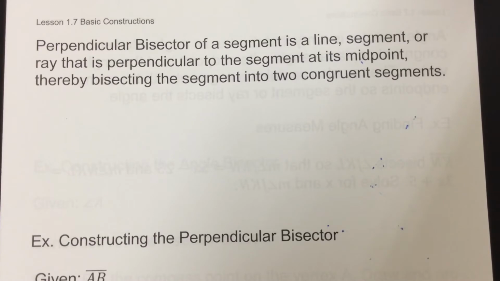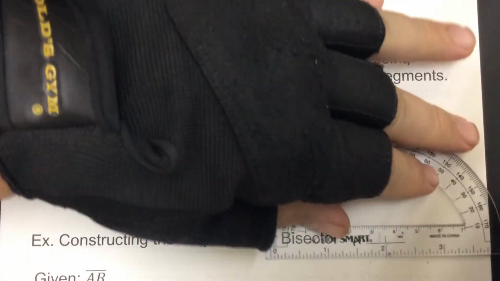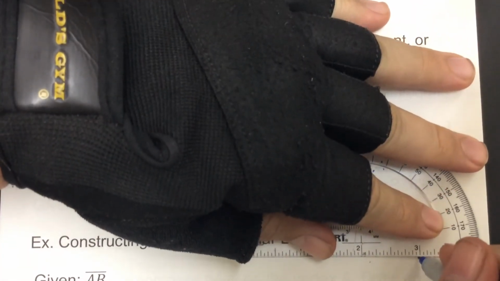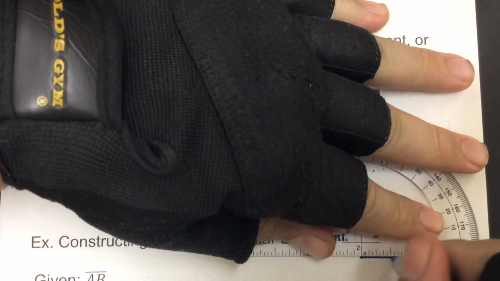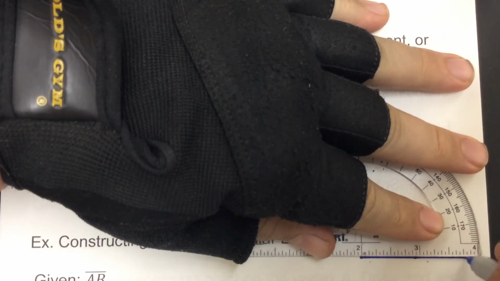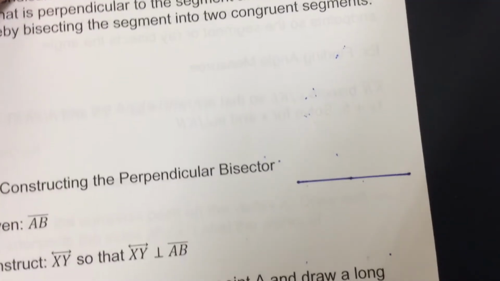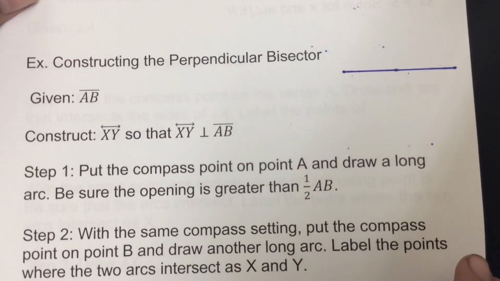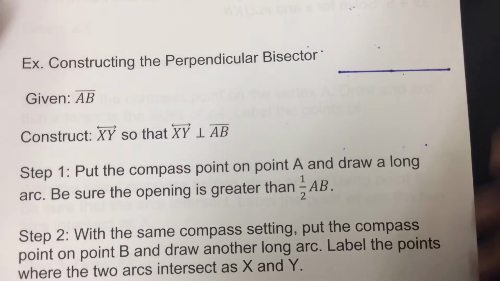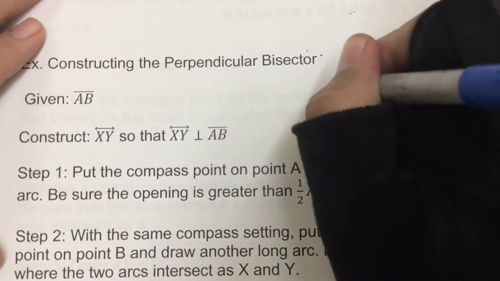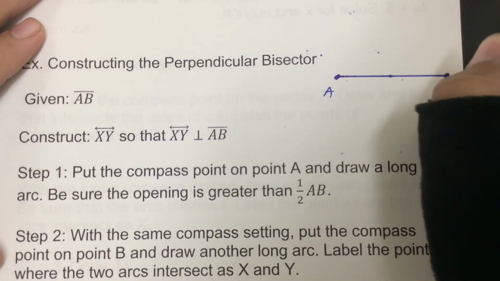So we're going to construct a perpendicular bisector. Again, normally we would have a segment drawn, but for this case we don't. So we're going to draw in a segment that's about, actually let's make this one about 2 inches, a little bit of a bigger segment here. We're going to make something that's going to cut through, and we're going to call this endpoint A, this other endpoint B.